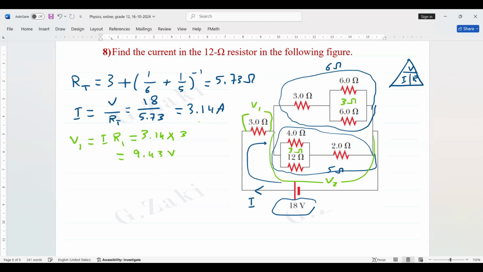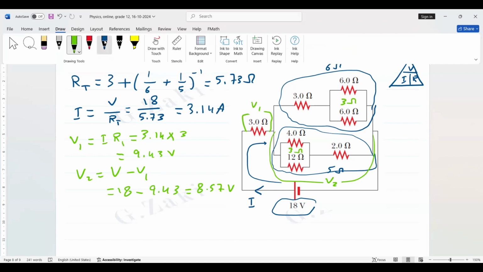We can get now the voltage around the whole of this. This is V2. Then V2 is V total minus V1. V total is 18 volt. We take away 9.43 across resistor 3. Then 18 minus the answer. It's 8.57 volt. Okay, now we have the voltage V2.